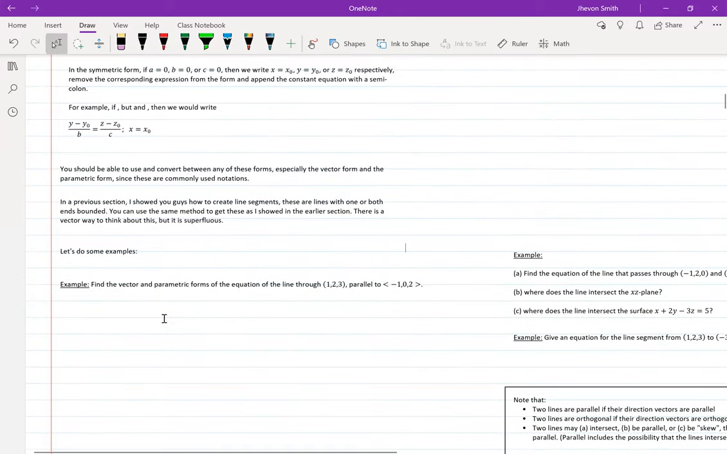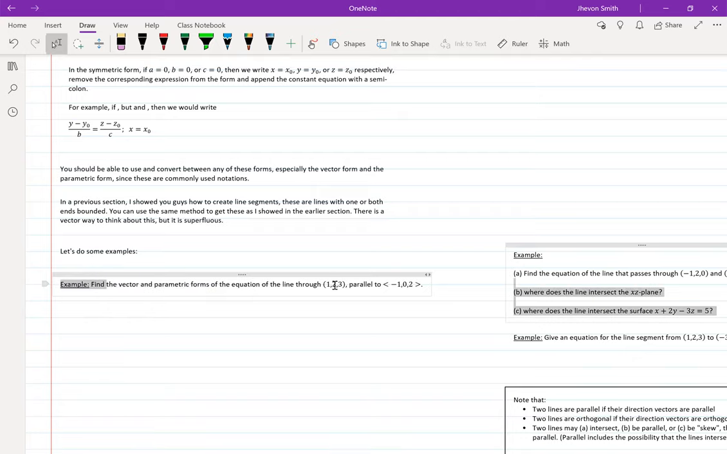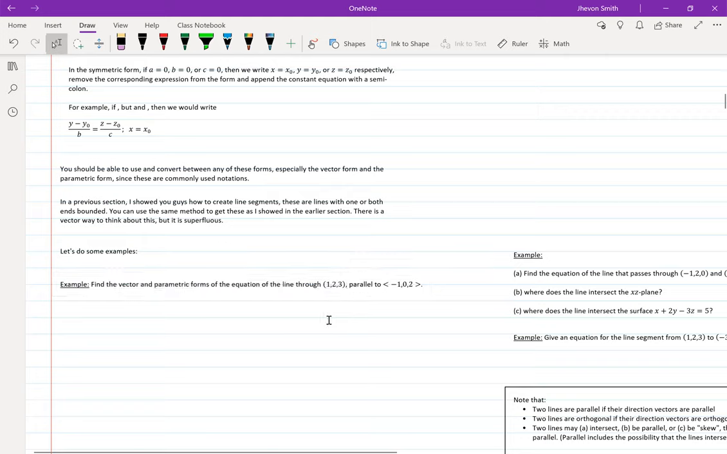Okay, all right. Find the vector and parametric forms of the equation of the line that passes through the point 1, 2, 3, and is parallel to this vector. In other words, this point is your x naught, y naught, z naught, and this vector is your v in the formulas. So there's not really much else to do.